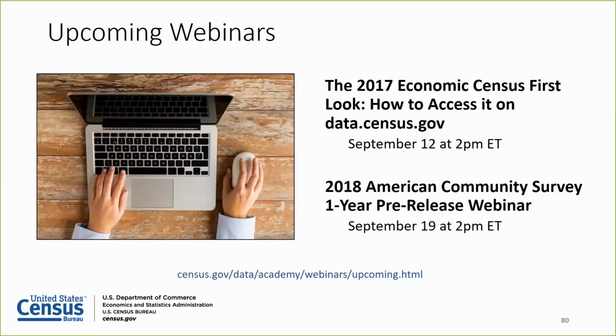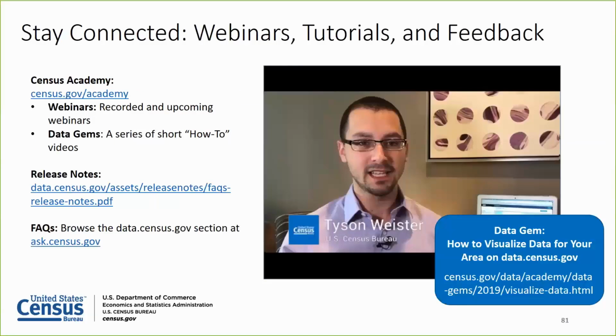Okay, and while we wait, I'm going to show you a couple of things. We have some upcoming webinars: the 2017 Economic Census First Look, how to access that data using data.census.gov from our colleagues in the Economic Directorate, on September 12th at 2 p.m. And then on September 19th, we'll have the 2018 American Community Survey 1-year pre-release webinar, a portion of it being how to access data on data.census.gov. And this is just some more information on how to stay connected with webinars, tutorials, and feedback.